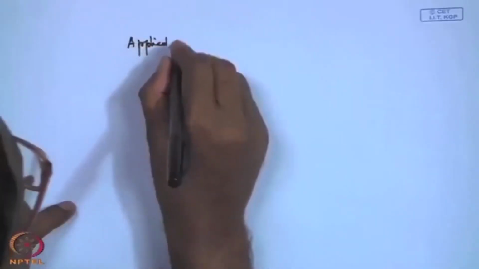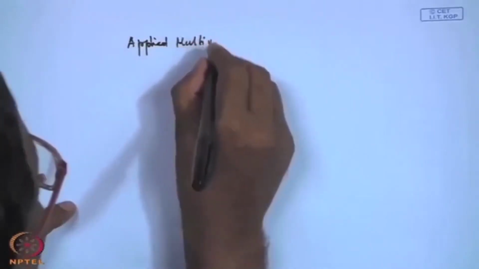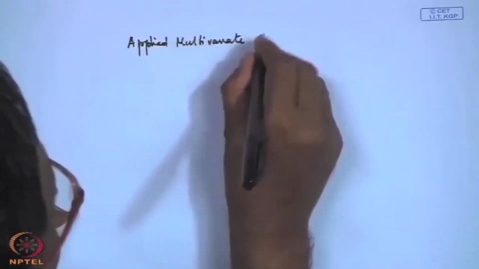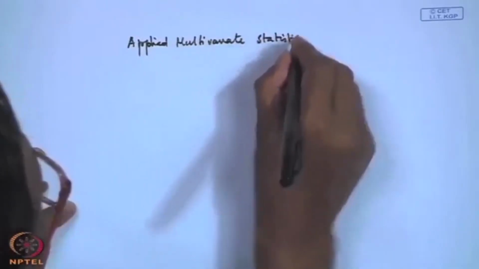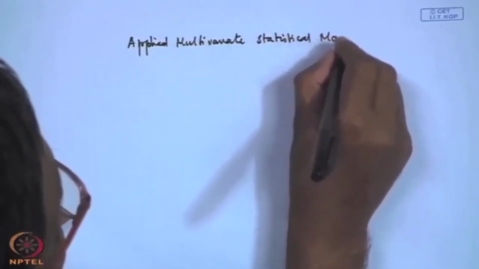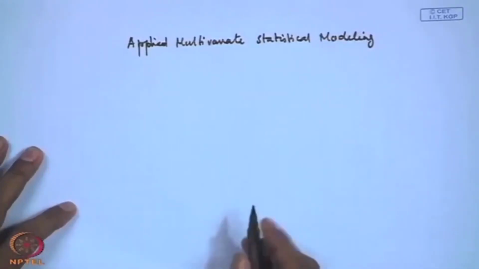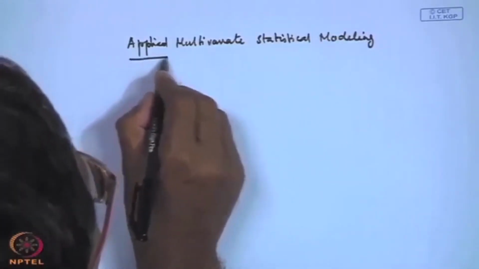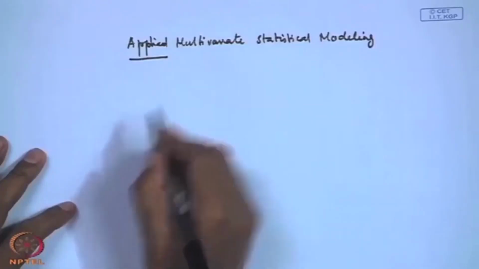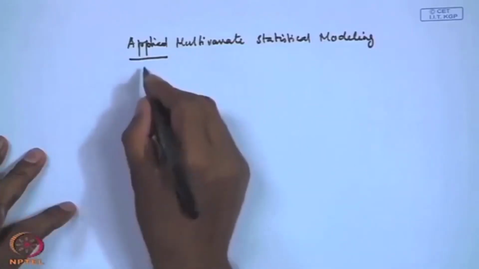Applied multivariate statistical modeling. So let us define word by word. First is applied. Now what do we mean by applied?